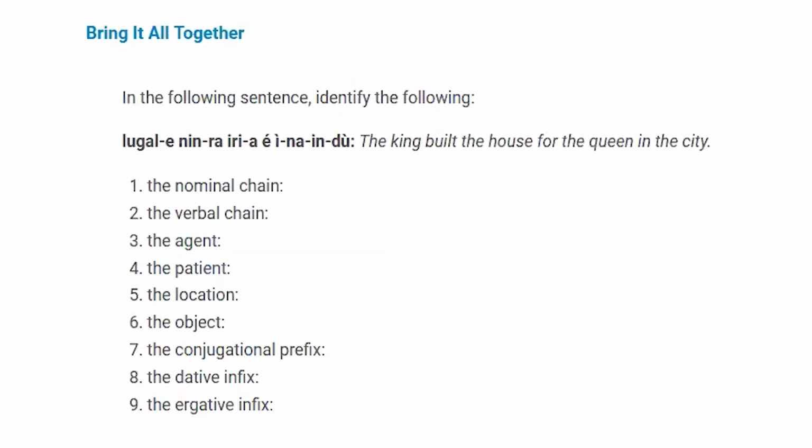Bring it all together. In the following sentence, identify the following. First, here is the sentence. Lugale ninra iria e inaindu. The king built the house for the queen in the city. 1, the nominal chain.